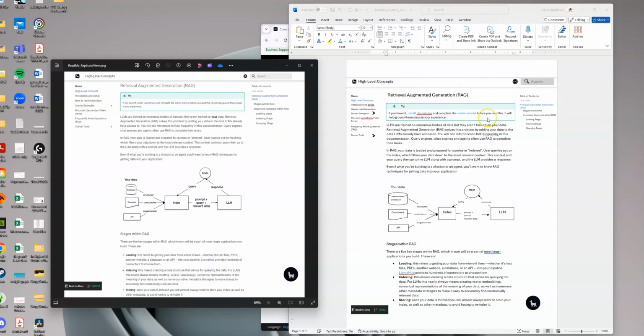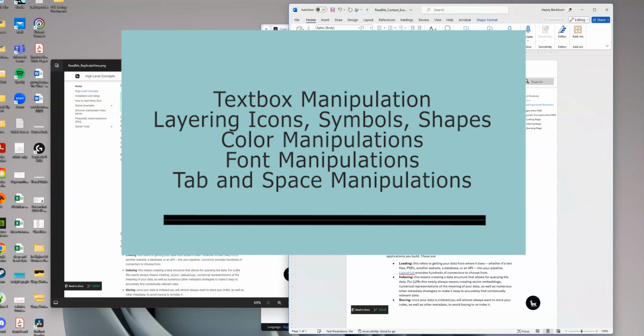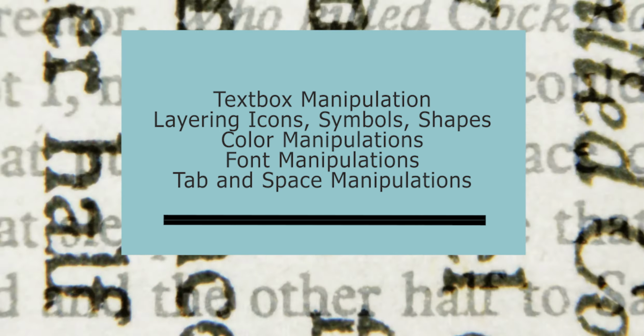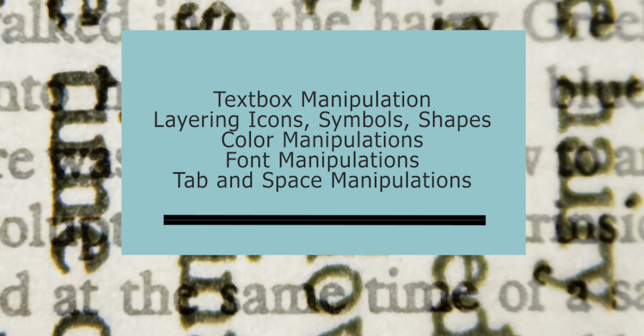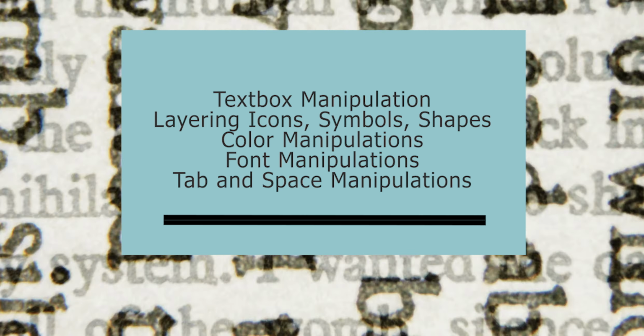So in order to complete this assignment, we had to do text box manipulation, we had to do layering with those objects, we had to insert icons, symbols, shapes, we had to adjust the colors of those shapes and icons, and we had to do basic font manipulation as well as the columns, tabs, and spacing, all to build something inside of Word.